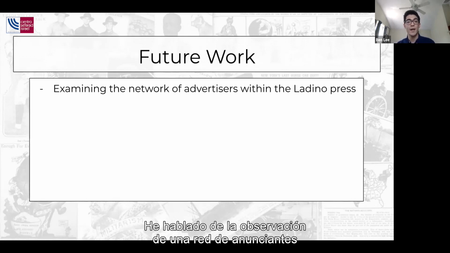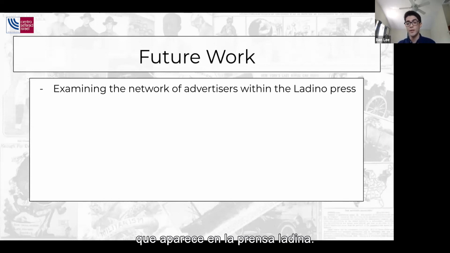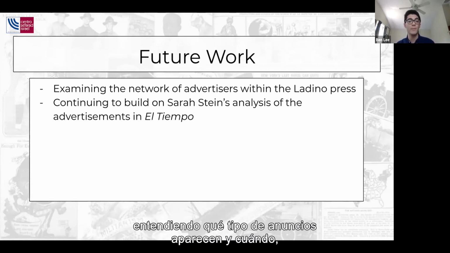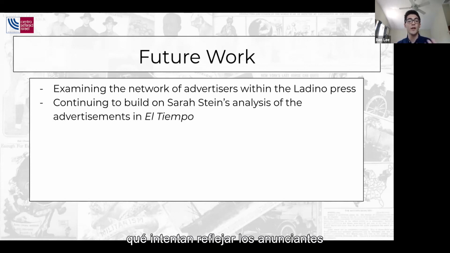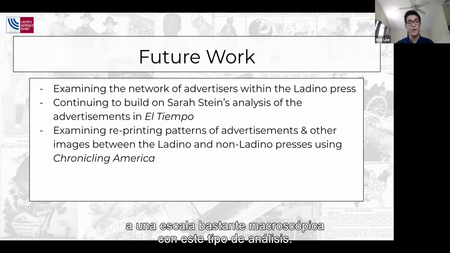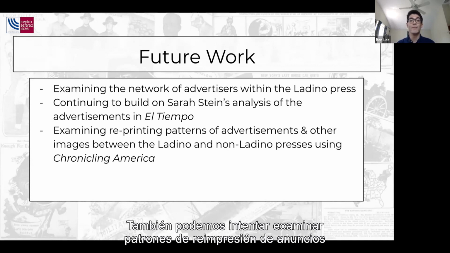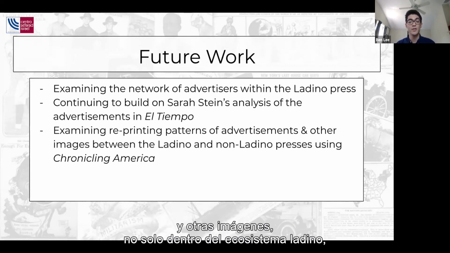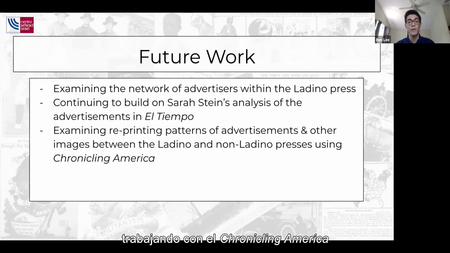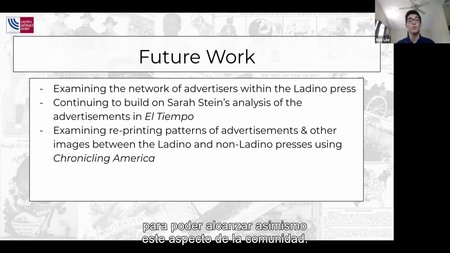So I had mentioned examining this network of advertisers appearing within the Ladino press, continuing to build on Sarah Stein's analysis of the advertisements in El Tiempo, understanding what kinds of advertisements are appearing and when, what the advertisers are trying to reflect, what readers' aspirations are. And I think we can really capture this at a rather macroscopic scale with this kind of analysis. Then we can also try to examine reprinting patterns of advertisements and other images, not only within the Ladino ecosystem, but also beyond to the non-Ladino presses, using my work with Chronicling America as well to begin to get at this aspect of community.